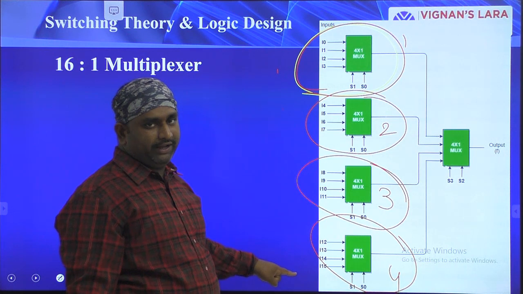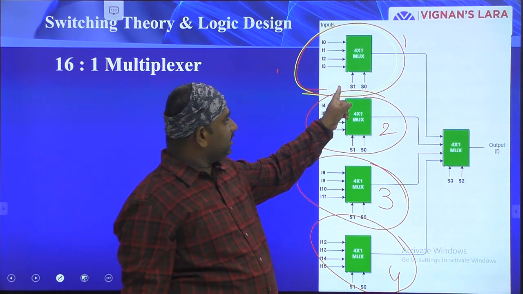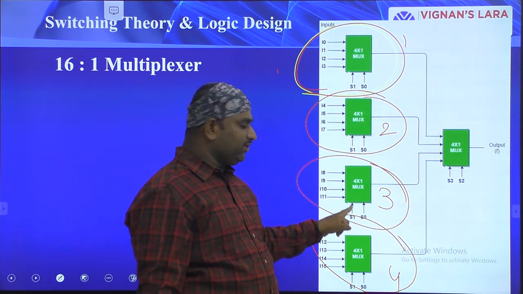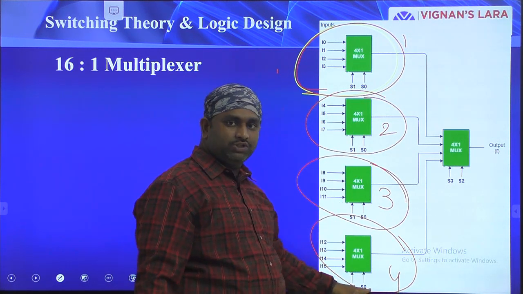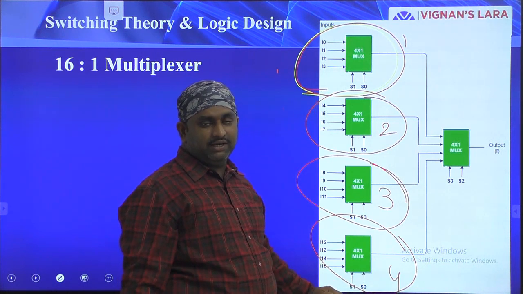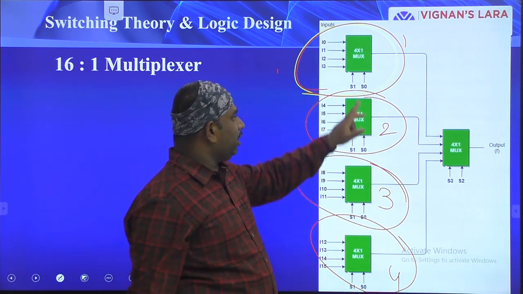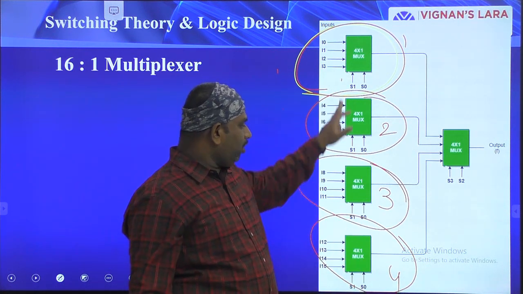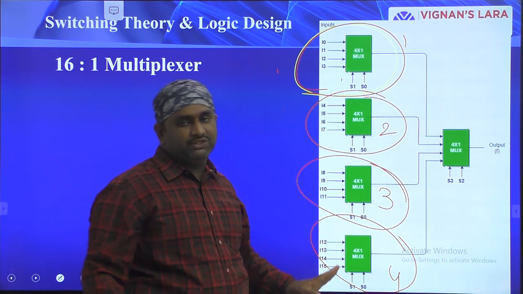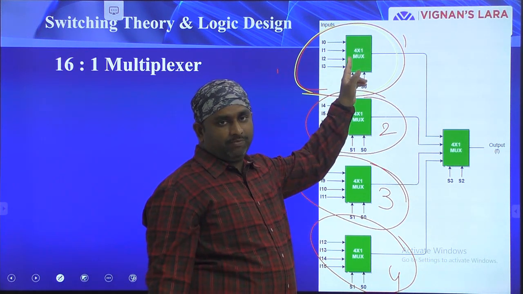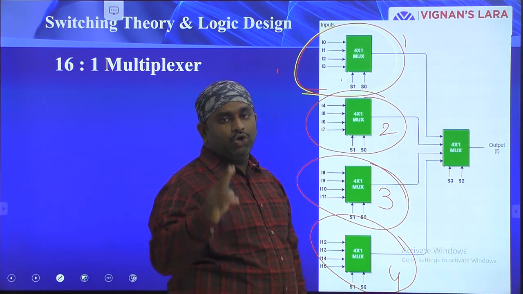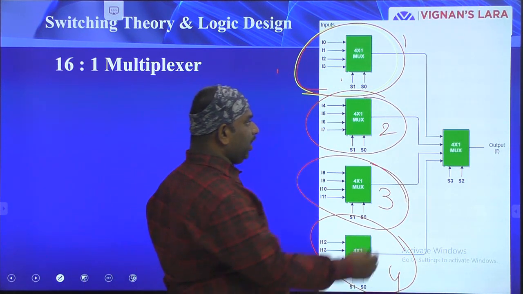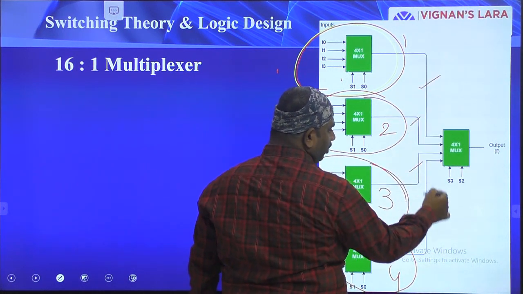Totally 16 input lines, and the selection lines are S1, S0. The same S1, S0 you have to short here, and here. For the 4 multiplexers, all the selection lines you have to short. S0, S0, S0, S0, 4 signals are S0 only, and 4 S1 lines only. So totally for these 4 to 1 multiplexers, you have only 2 selection lines, S1, S0. Now you have 4 outputs.